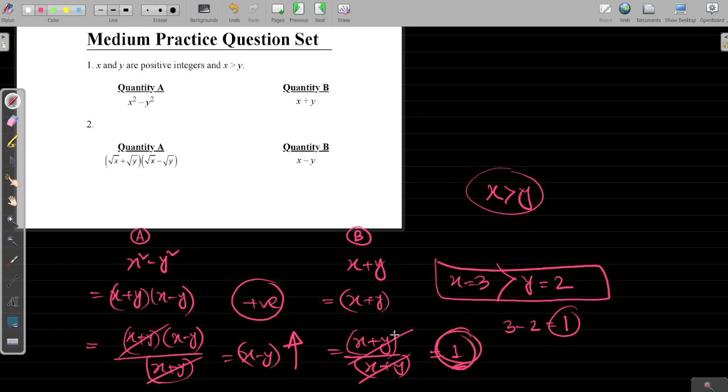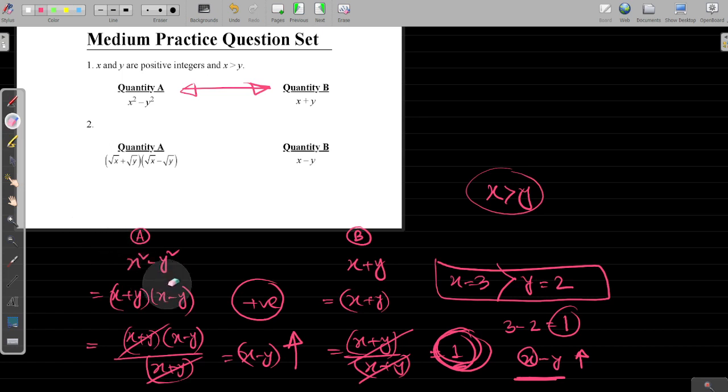But in most cases you will get x minus y as a very large positive value if x has a larger value. In that case this x minus y is a very positive value, and this is not equal to 1. That's why I think quantity A and quantity B cannot be determined.